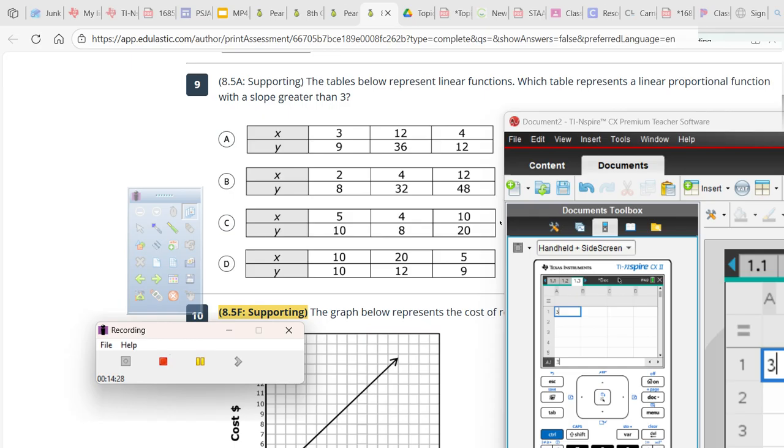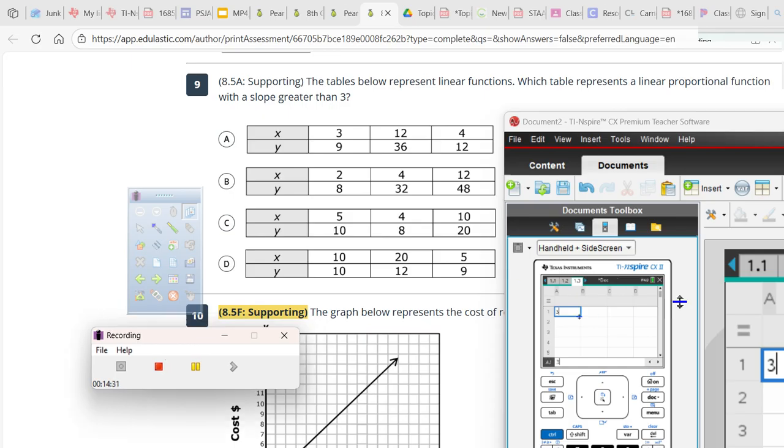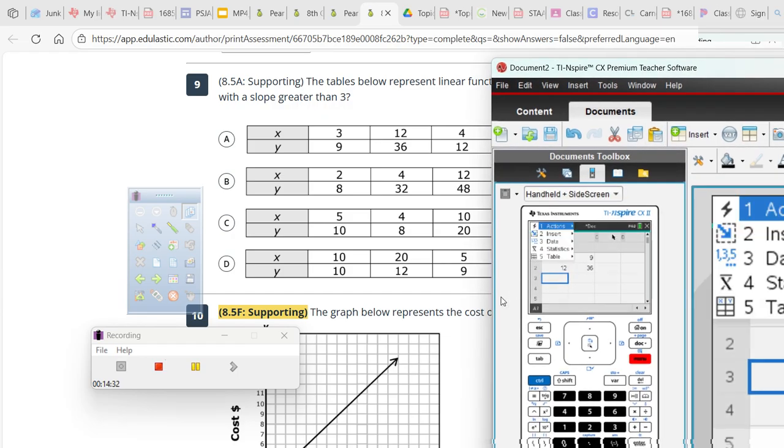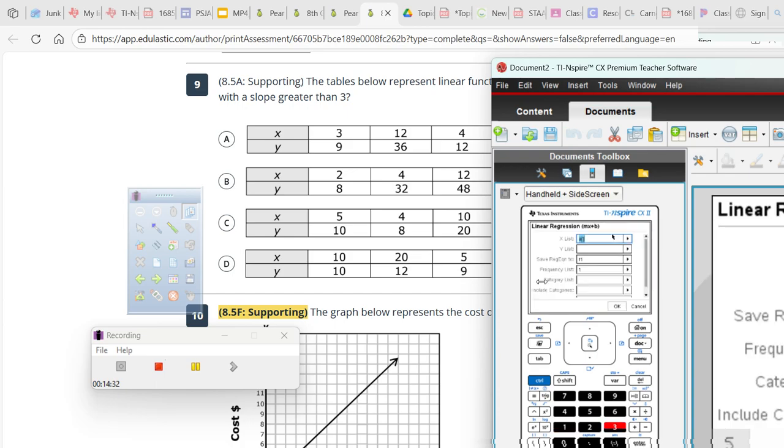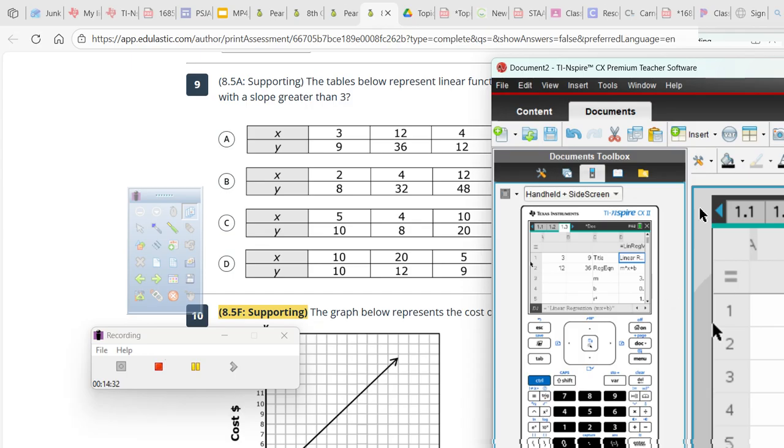3 goes with 9, and 12 goes with 36. And then we come in here and put a B. Control, enter, enter. And so let's see what we got.